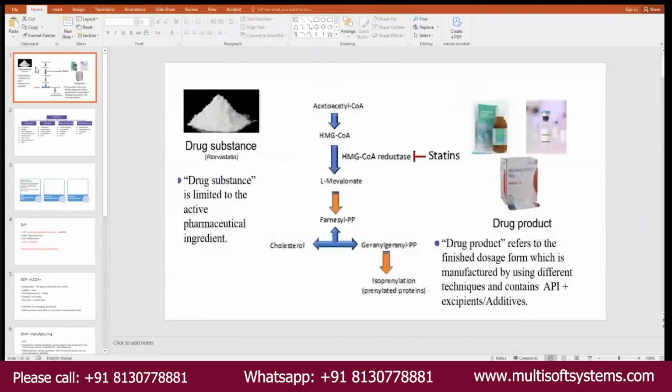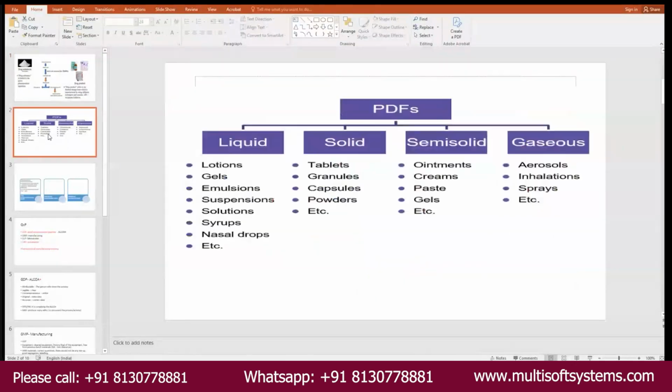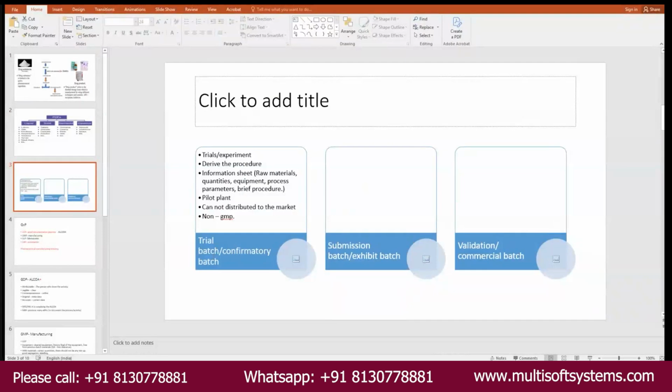So please revise once. This is the drug substances, the conversion of drug substances to the drug product. It's nothing but a pharmaceutical manufacturing process, and these are the various types of drug products. And there are different types of batches. I think we only discussed trial batch manufacturing, and then we should learn about submission and validation. We will discuss validation in further sessions if required.